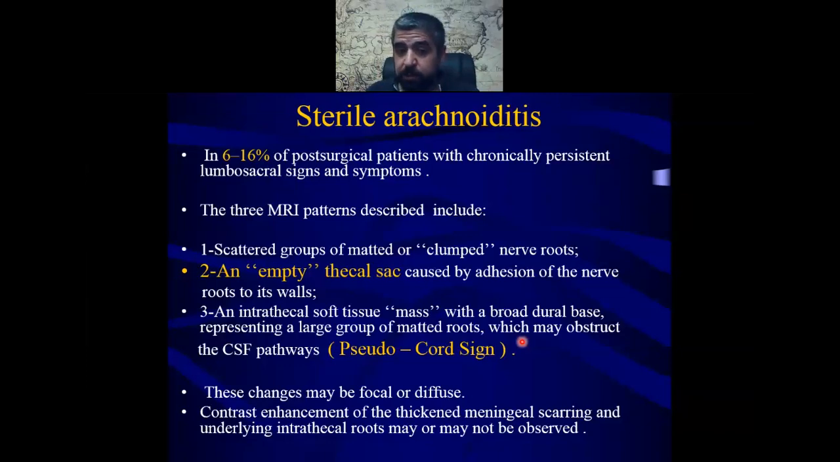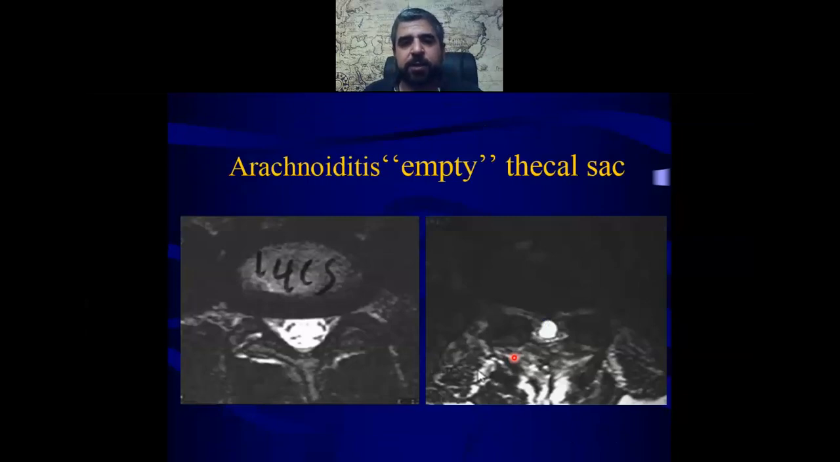Contrast enhancement of the thickened meningeal scarring and the underlying intrathecal roots may or may not be observed. So sterile arachnoiditis may be enhanced or not enhanced. In this condition, we make better use of axial T2 weighted images. It will be much more important to rule out sterile arachnoiditis.